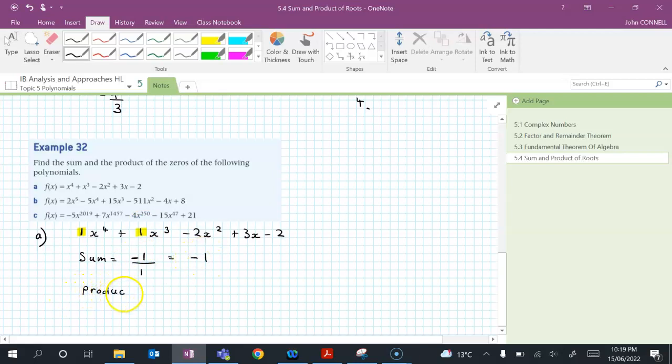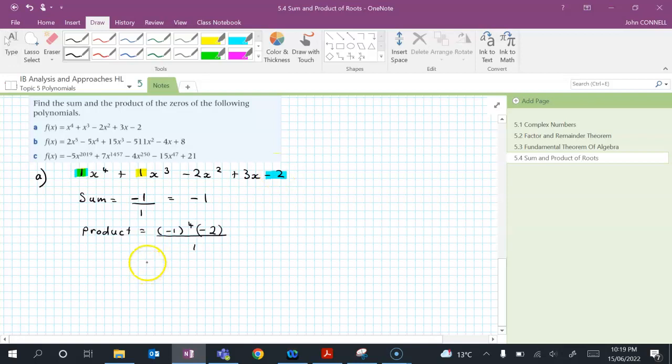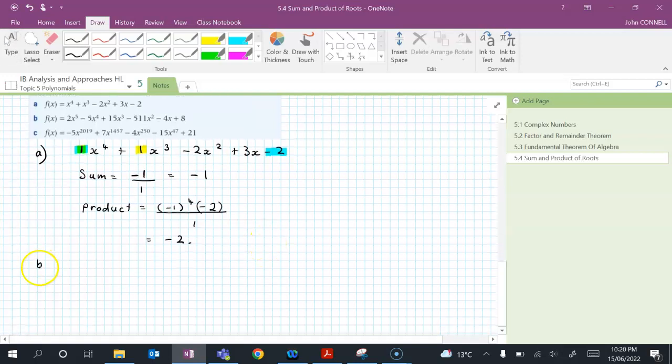The product will be minus 1 to the power of 4. Now a0 is down here, that's take 2. 1 is our leading coefficient, that gets used again, so it'll be minus 2 all over 1. Now minus 1 to the power of 4 is just going to be positive 1, so I don't need to worry about it. That's just going to leave me with minus 2 over 1, which is just minus 2. Okay, alright.